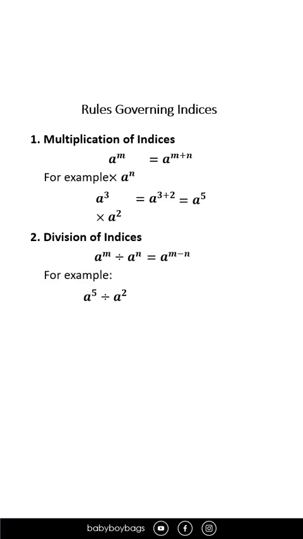For example, if we have a^5 being divided by a^2, we're basically going to subtract the powers, 5 minus 2. And then we're going to end up with a^3, right?